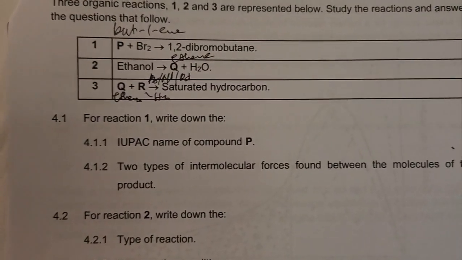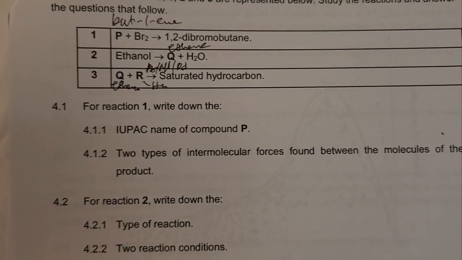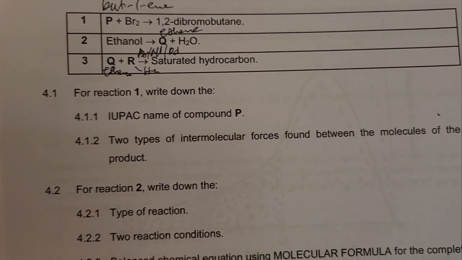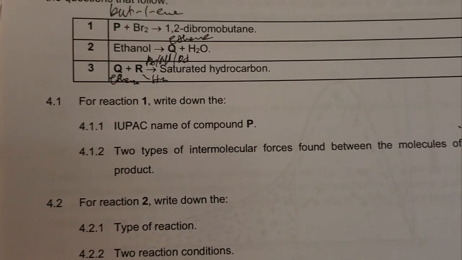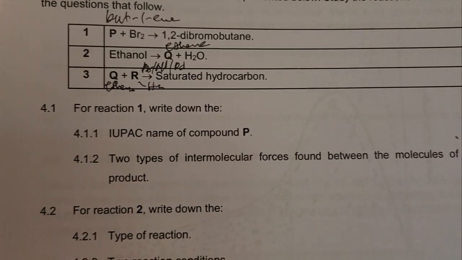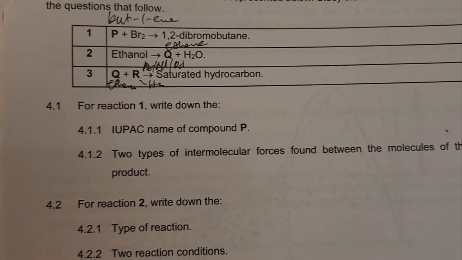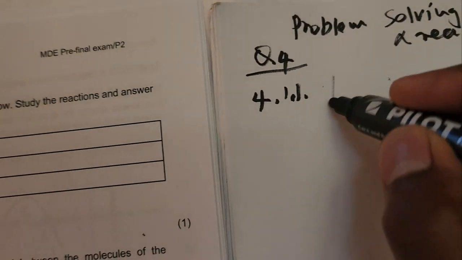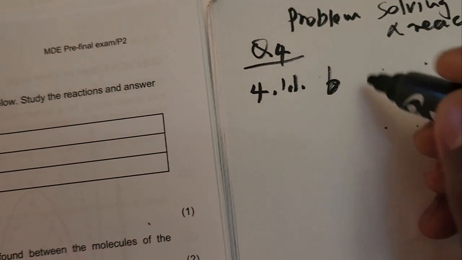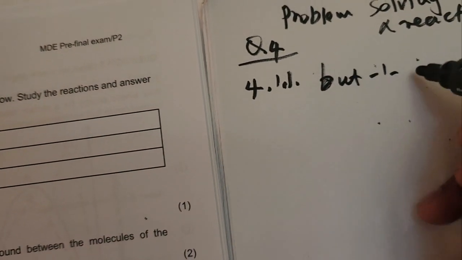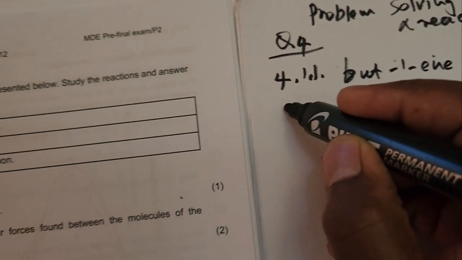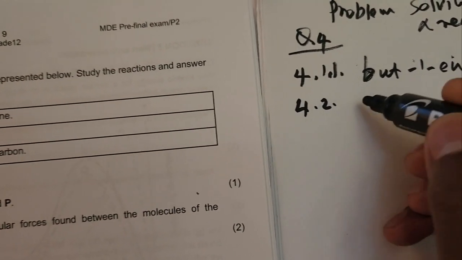Number 1, they say 4.1. For reaction 1, remember reaction 1 we said it's addition. They want the IUPAC name of P, and we have already analyzed that it is but-1-ene. Fine.